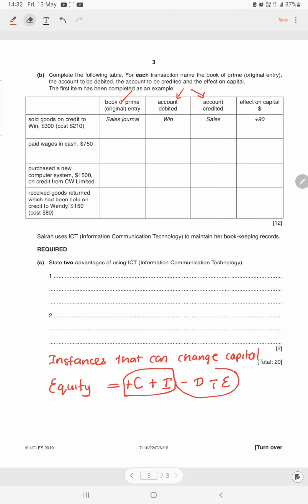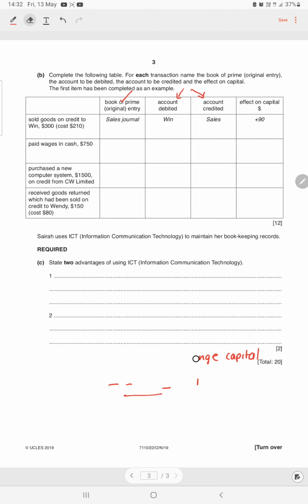Understood? And the opposite is true for capital and income, because you add capital and income to equity. So if these variables increase, the amount that you're adding to equity increases. But if these variables decrease in value, that means the amount that you're adding to equity decreases as well, which is why when capital and income increase, equity increases, but when capital and income decrease, equity decreases. And why when drawings and expenses increase, equity decreases, whereas when drawings and expenses decrease, equity increases.